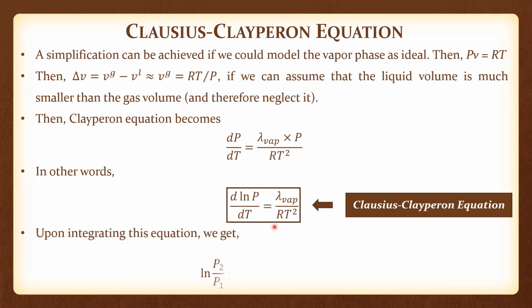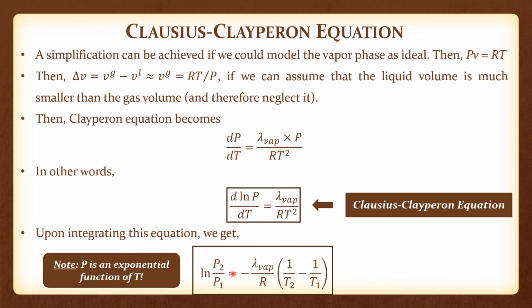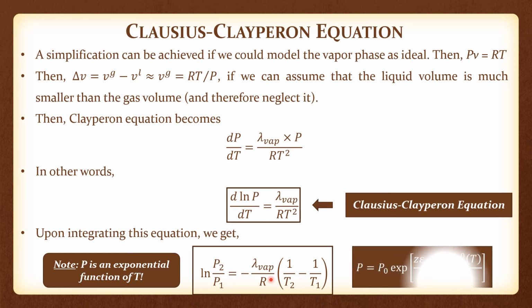Upon integrating this equation, we get ln of P2 by P1 is minus latent heat of vaporization by R into 1 over T2 minus 1 over T1, because when you integrate dT by T squared, it gives you minus 1 over T, and so the limits would be 1 over T2 minus 1 over T1, of course, with a minus sign here. Now notice that pressure is an exponential function of temperature, as we observed earlier in our expression, but this contains all completely measurable quantities, and therefore this equation is of great value.